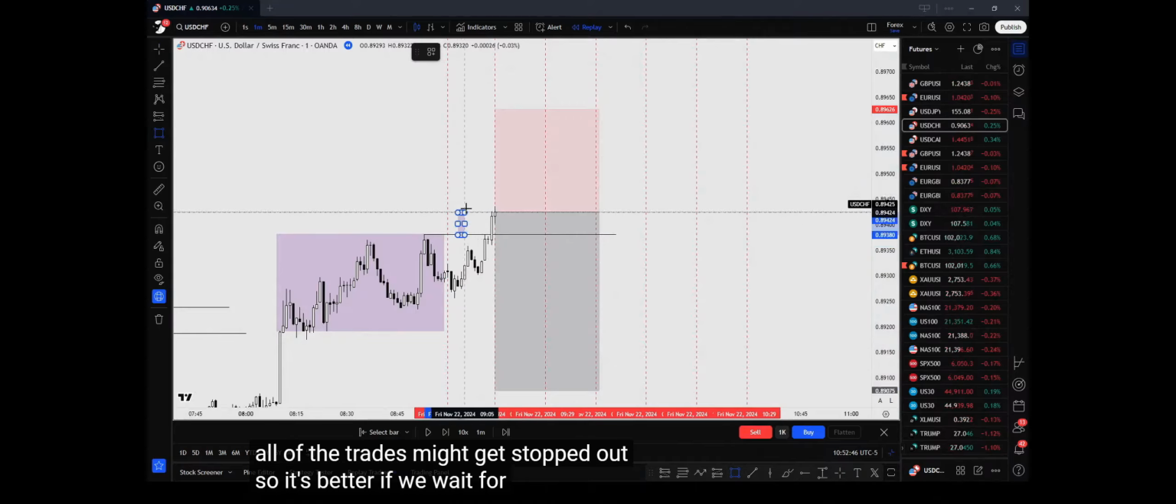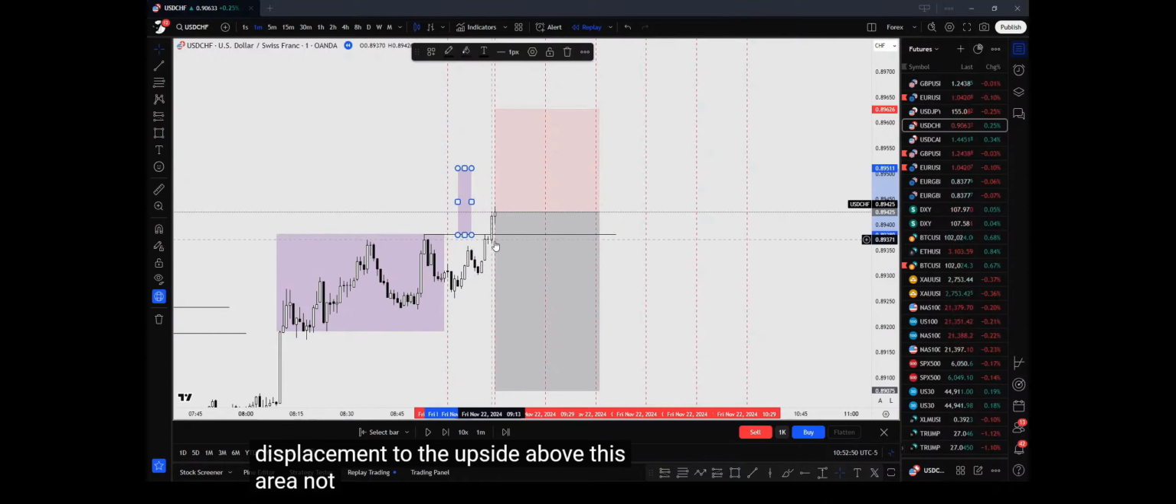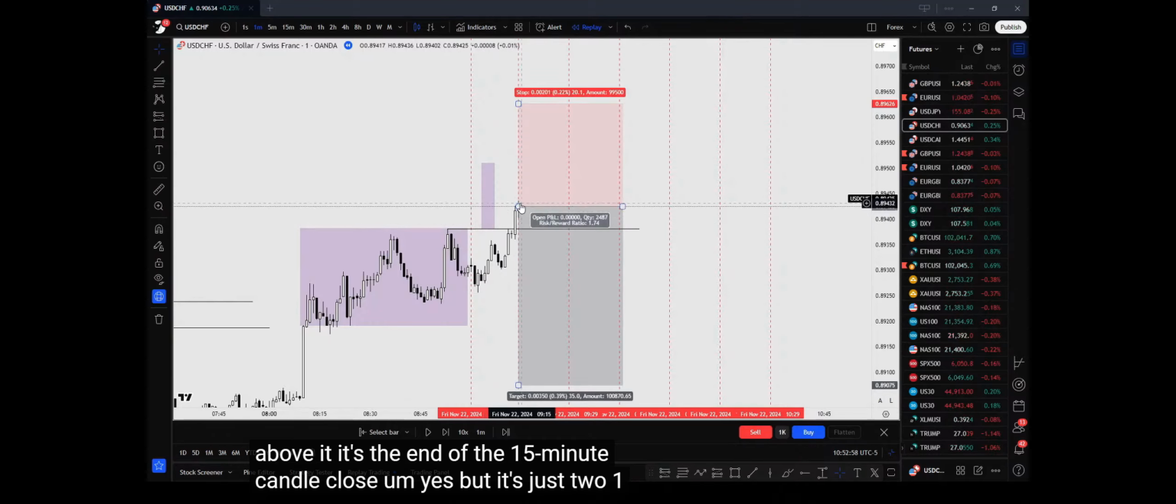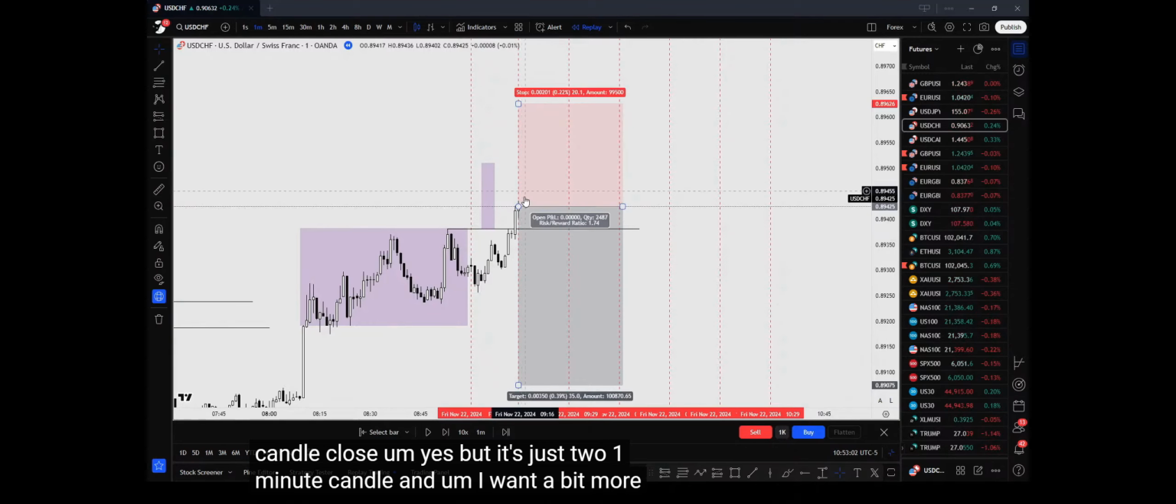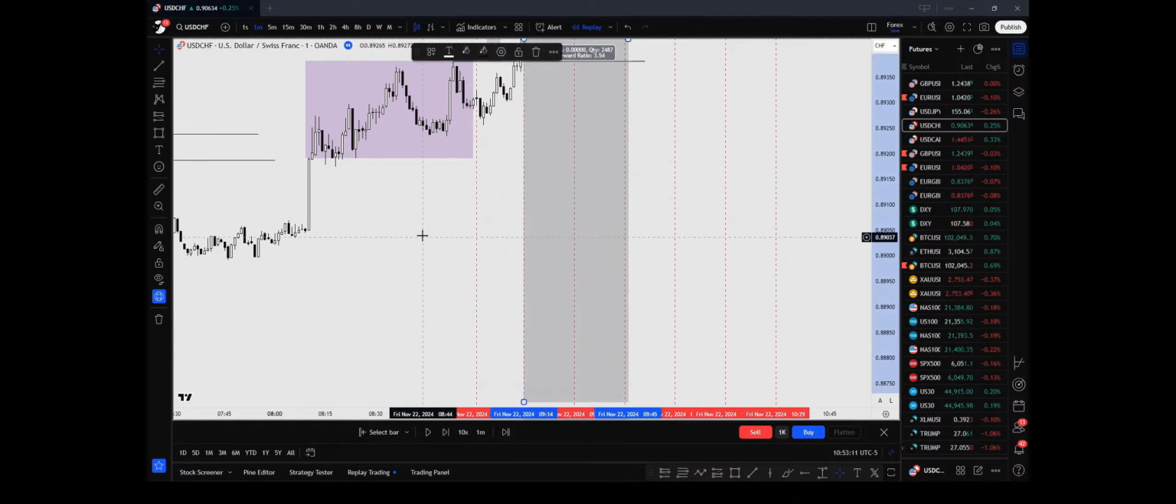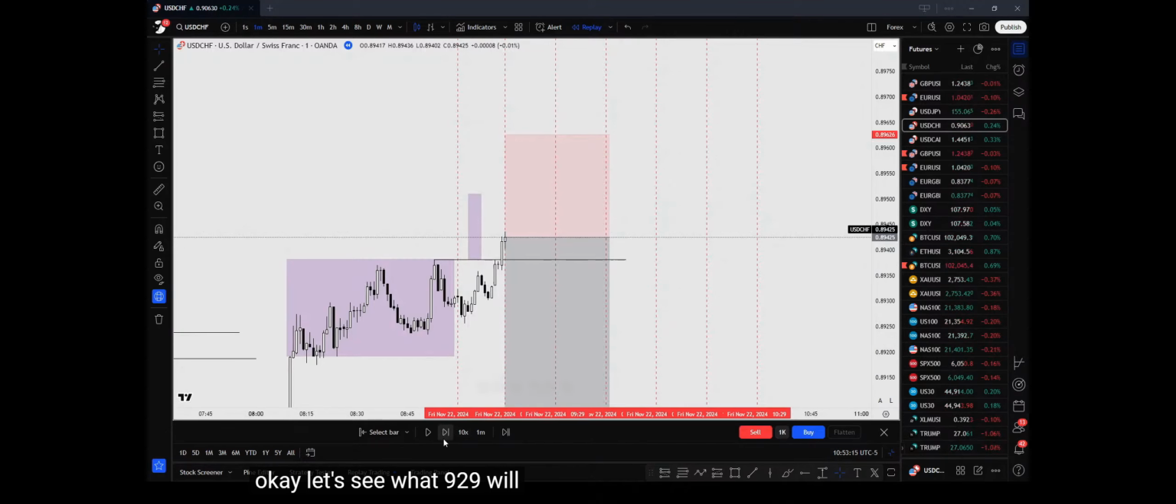So it's better if we wait for a clear displacement to the upside above this area, not just a 1-minute candle close above it. It's the end of the 15-minute candle close, yes, but it's just 2 1-minute candles, and I want a bit more time to spend above this area. But this might also work. Okay, let's see what 9.29 will do.